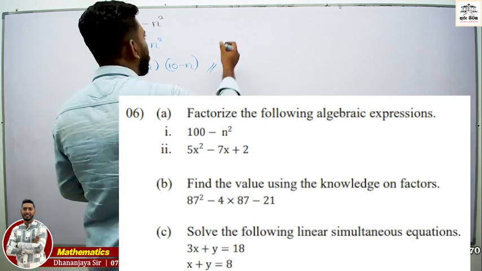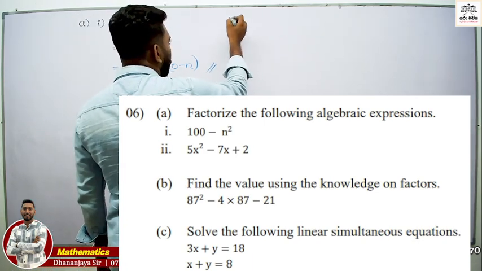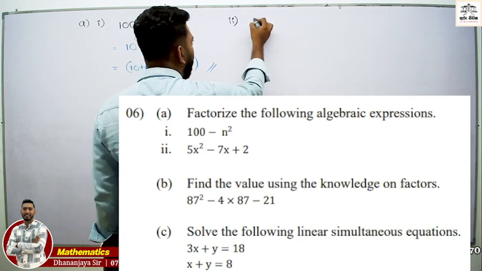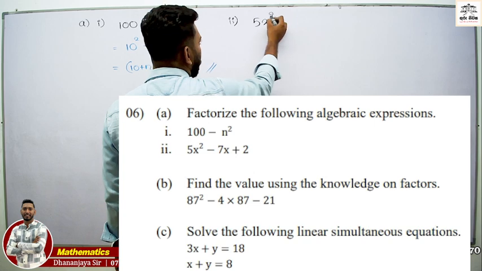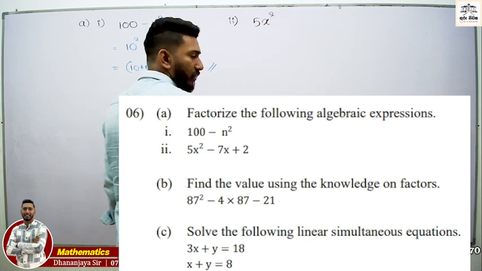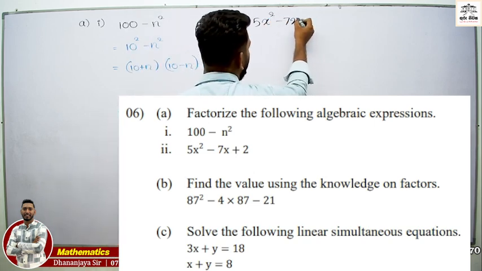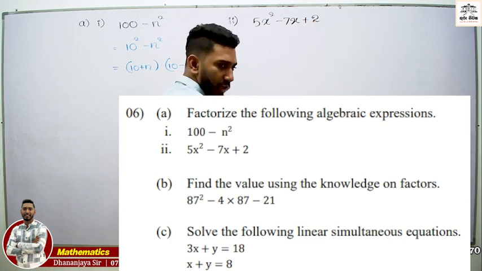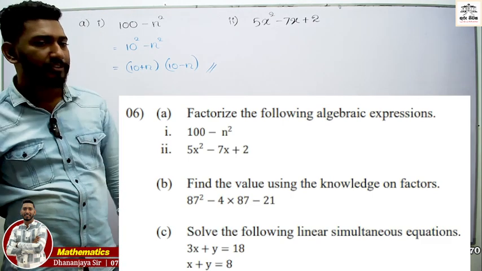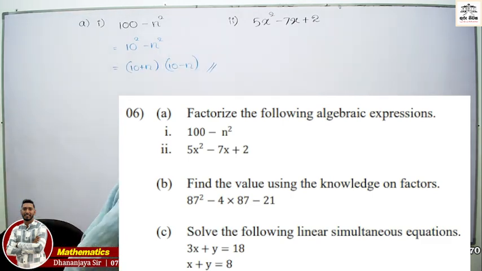trinomial quadratic expressions. Look at the second one, in grade 10. In grade 9 there is no such one, because the coefficient is greater than 1. 5x squared minus 7x plus 2. Right, let's make the factors of this trinomial.